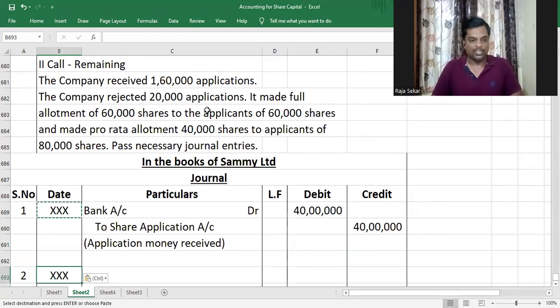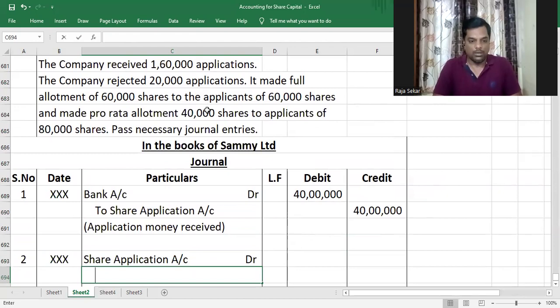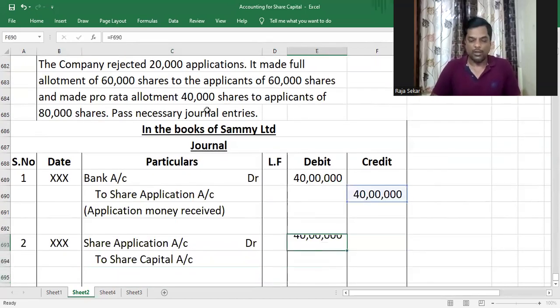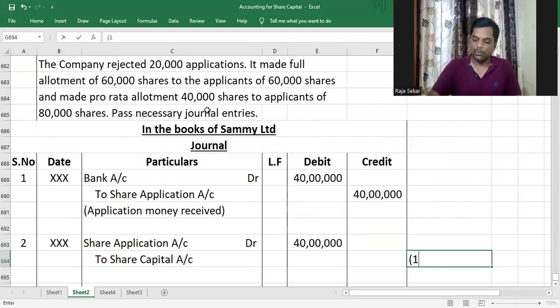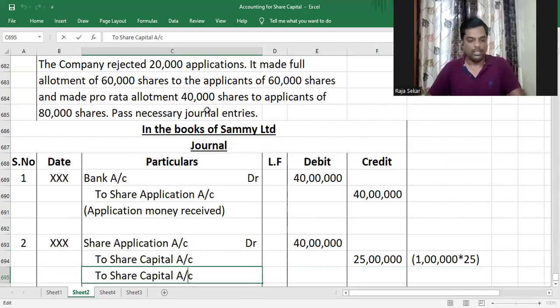In all pro rata problems, the second journal entry is very important. We transfer application money to share capital and take any excess application money to whichever account it has to be taken to. So in this case, we first transfer to share capital. We'll debit application account with the entire amount due and credit share capital with the number of shares allotted multiplied by the application money per share, which is 25 lakhs.